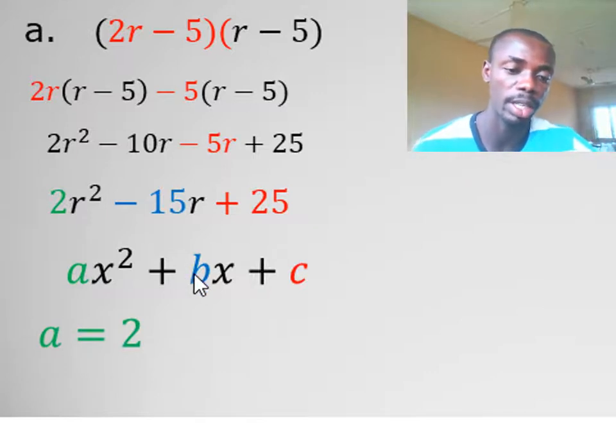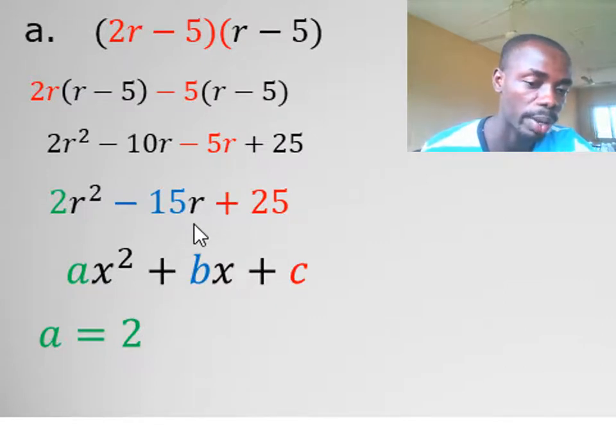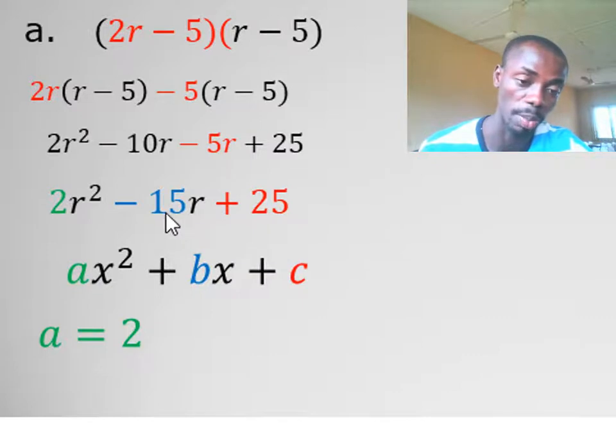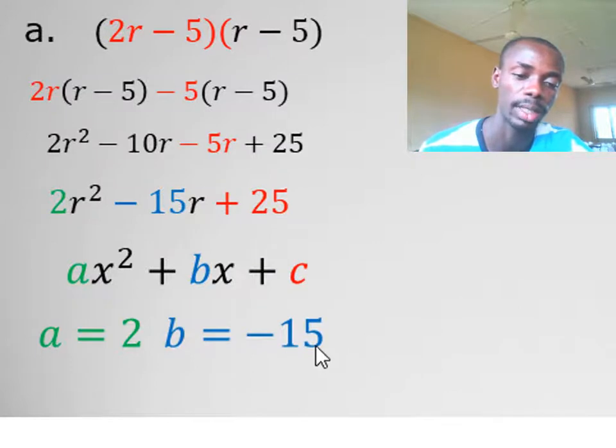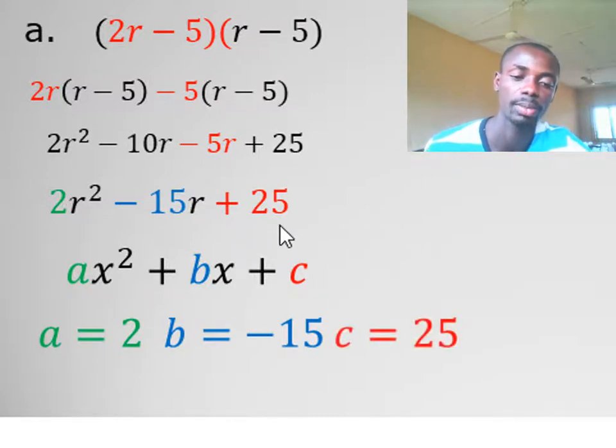Now coming here, B. Our B here is the coefficient of x. So B is also going to be the coefficient of r here. And the coefficient of r here is going to be minus 15. It's going to be negative 15. And we have it this way. And our C is just going to be 25, or positive 25.